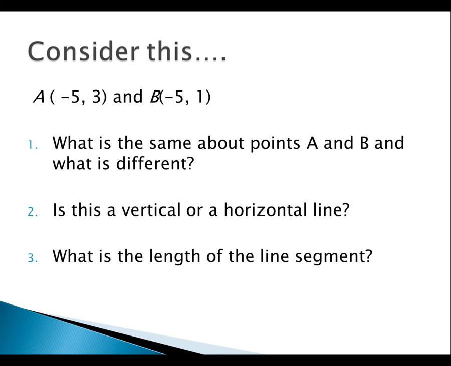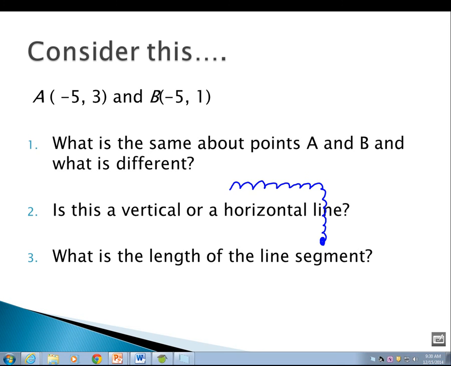Consider this. A is at negative 5, 3, and B is negative 5, 1. What is the same about points A and B, and what is different? So go ahead and put that onto the coordinate plane that you just had. Label them A and B, negative 5, 3, and negative 5, 1. Yes? Negative 5, 10. Is it different? Yeah, it is. Interesting. Okay, do what it says in your notes, because in the notes, I guess it says this here is 10.